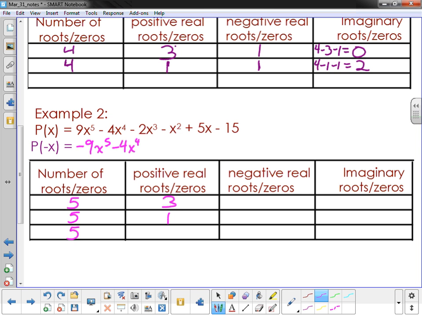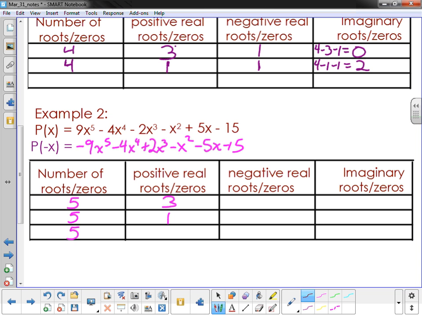Now my 2x cubed is going to change because the negative x to the 3rd power comes with another negative out in front, and then the next one does not change, and the 5x would change, and I end up with that. So my p of negative x is a negative 9x to the 5th minus 4x to the 4th plus 2x cubed minus x squared minus 5x minus 15. If you want, plug the negative x in and work it all the way out. You'll get that.